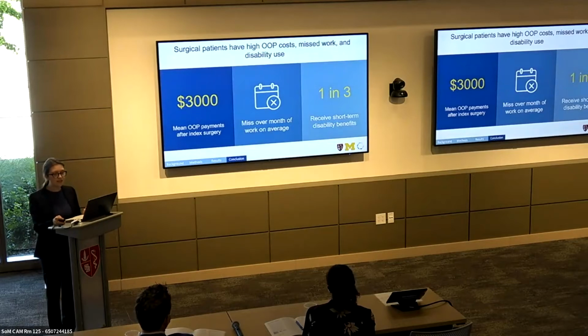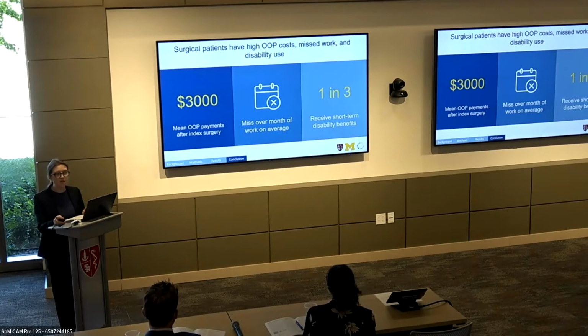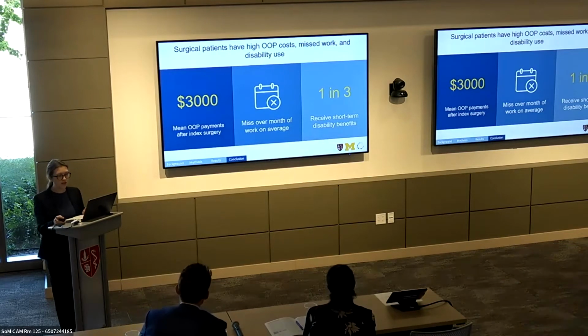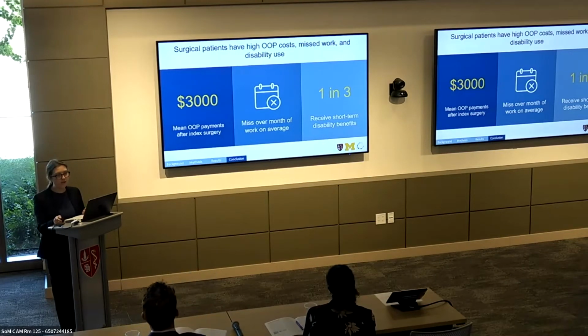In conclusion, in this analysis of a commercial insurance database of working age adults who underwent a common surgical procedure, we found that surgical patients had almost $3,000 in out-of-pocket payments in the 6 months after surgery, that they missed over a month of work on average, and that 1 in 3 received short-term disability benefits in the 6 months after surgery. In addition, we also found that ICU and ED use were associated with higher spending, greater missed work, and greater short-term disability.